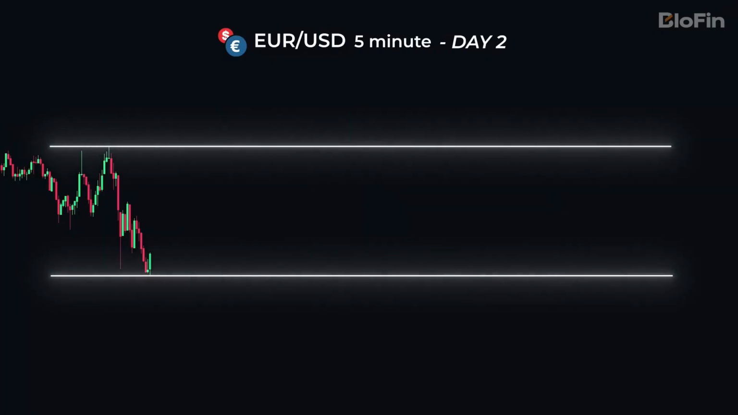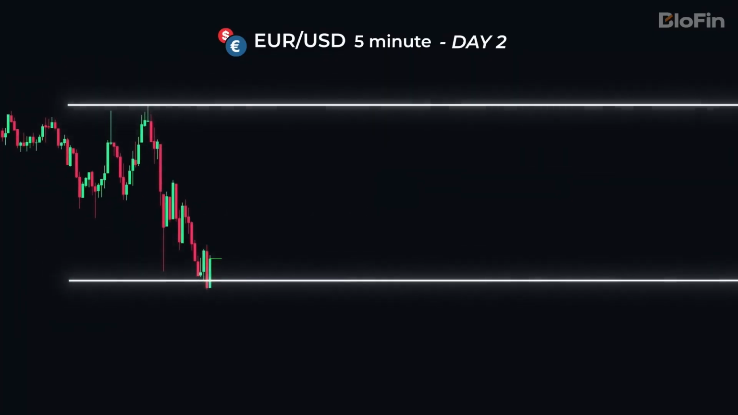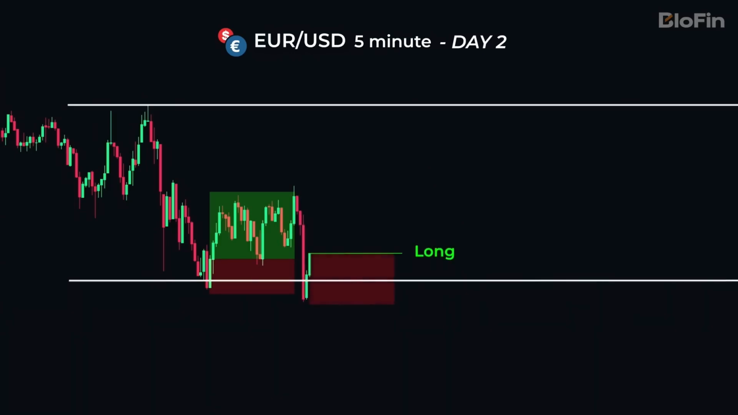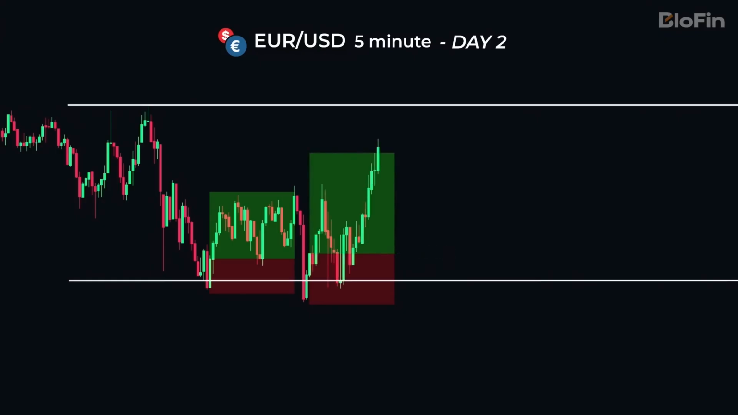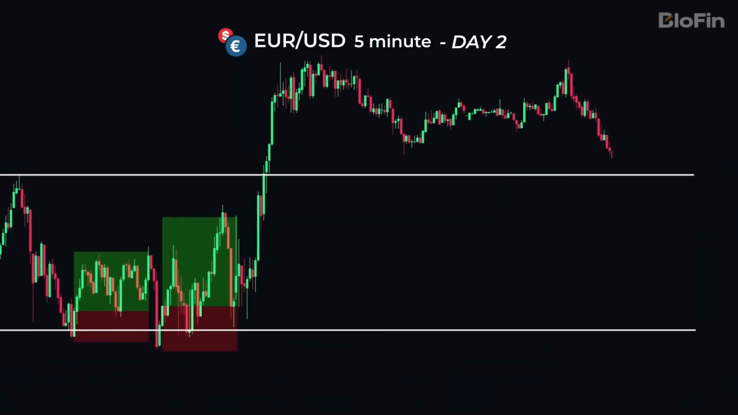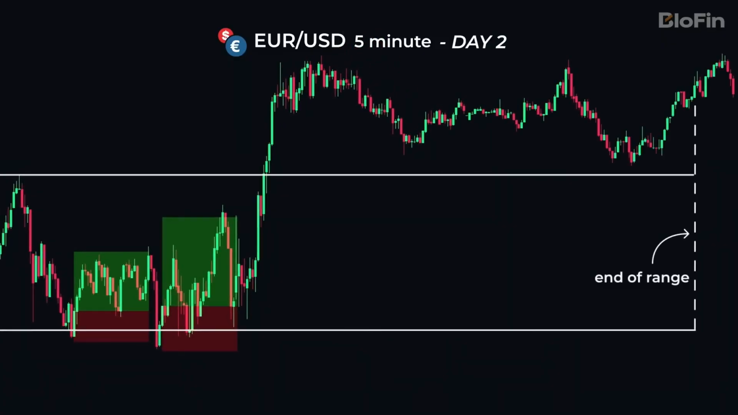Here, we marked the 4-hour range. Then, price quickly gave a long setup. Stop loss at the lows, take profit at 2 times risk. Price hits the target, so that's a 2R gain. Later, price gave another long setup. Stop loss is set at the lows, take profit at 2 times risk. And price hits the target again, another 2R gain. After that, price broke above the range and didn't re-enter until the end of the range, so there were no setups taken.